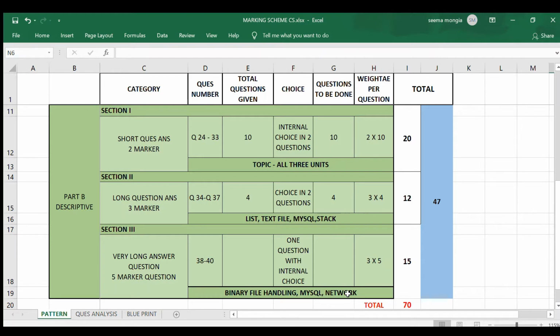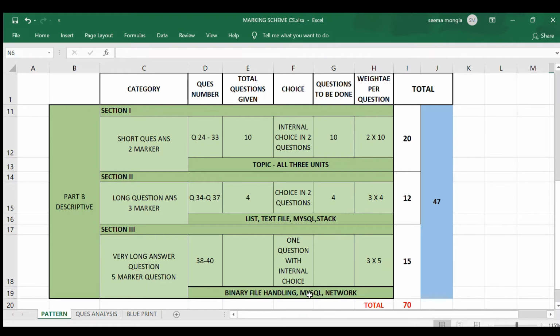Till the last previous papers, there used to be a last question of network which used to carry 4 marks. So 4 questions used to be there. But now the weightage has increased from 4 to 5. So the network layout question will be of 5 marks, with 5 internal questions.